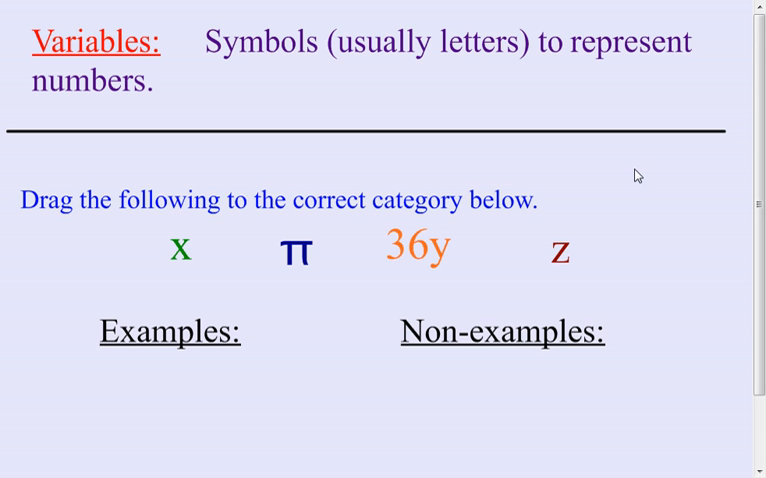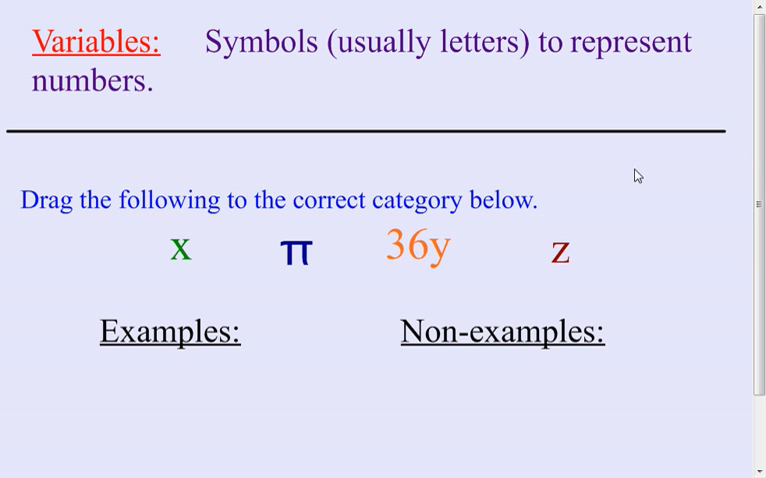In this lesson, we will be looking at some different vocabulary that we need in order to be successful in algebra. The first word we're going to look at is the word variables. As you can see, variables are symbols, and they're usually letters, but not always, to represent numbers. So it represents some number that is unknown, okay? That's what a variable is.